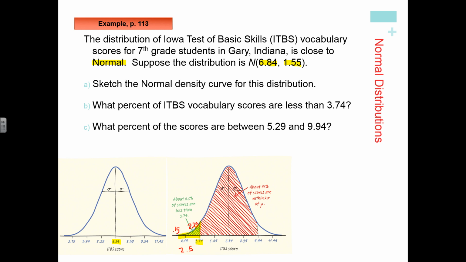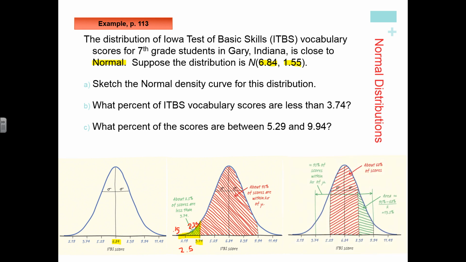All right, so the next one says, what percent of the scores are between 5.29 and 9.94? So again, here is your 5.29. Here's your 9.94. Again, we're talking about these lines as your 5.29 and your 9.94. We're using the empirical rule. They use the empirical rule to say, okay, this red section is 68. Plus, if I take the remainder that's left over, our 95% rule minus the 68% divided by 2, I get 13.5. So I know this is 13.5. And then if I just simply add those together, I would get my answer.